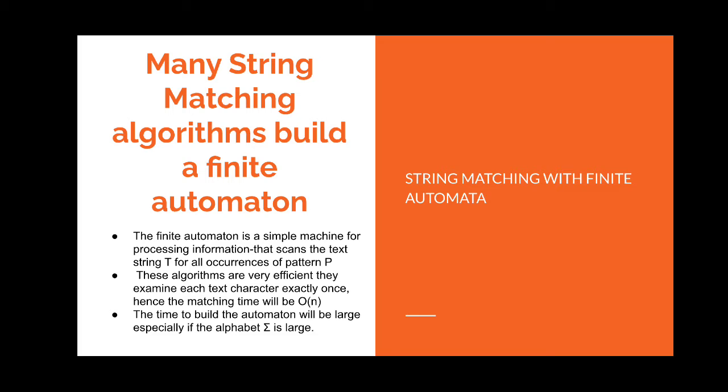And the algorithms are very efficient because they examine each text character exactly once, as compared to other algorithms such as the naive string matcher, which matches a particular character multiple times with the pattern. The time to build the automaton will be large, especially if the alphabet sigma is large.